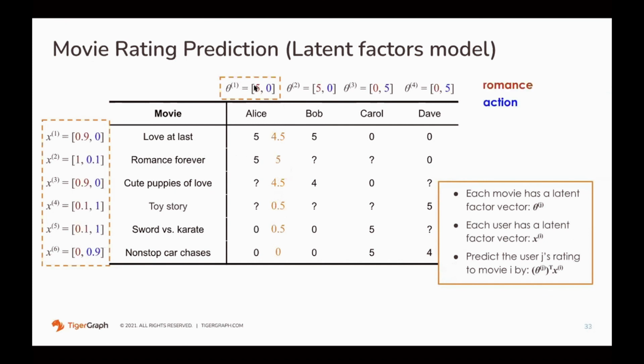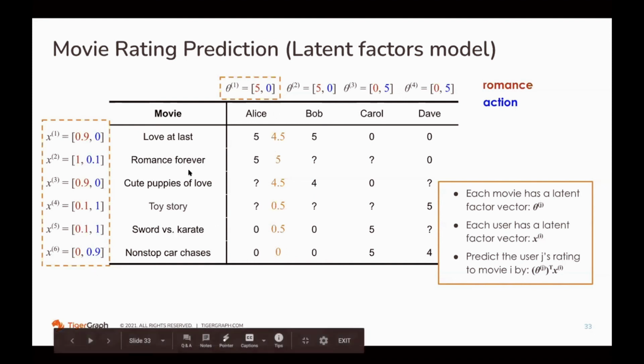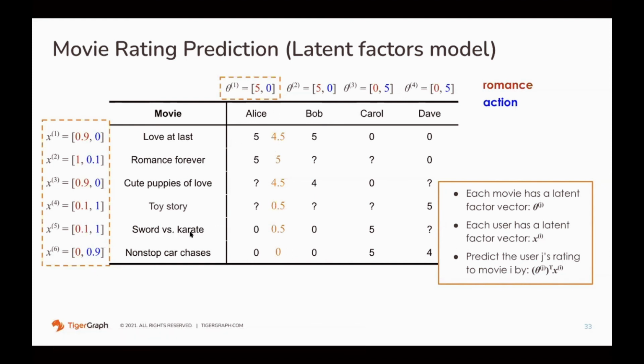So as I mentioned, all the values highlighted in red are for the romance genre and all the values highlighted in blue are for the action genre. So here we can see that Alice likes romance movies more than action movies. When it comes to action movies like, let's say, Sword versus Karate, the prediction of Alice liking it would be 0.5, and overall it's 0. So that means action movies are not a preferred choice for Alice, and they should not be recommended.